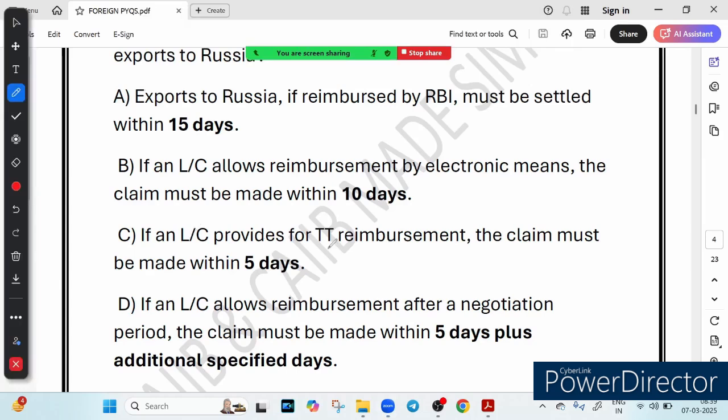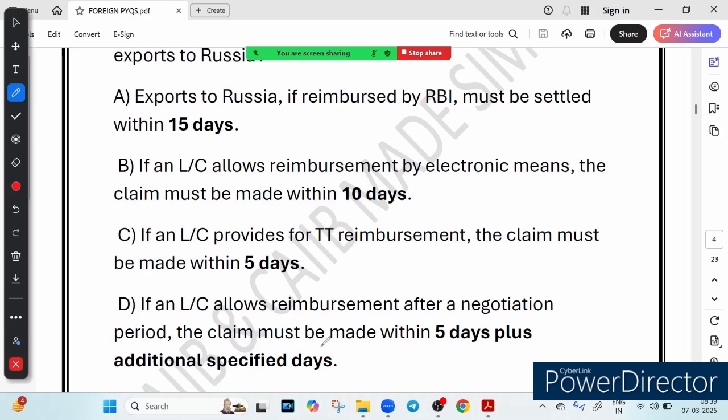Option C, if an LC provides TT reimbursement, the claim must be made within 5 days. Option D, if an LC allows reimbursement after a negotiation period, the claim must be made within 5 days plus additional specified days. Take a moment to think about it. Which option is correct has been asked. Great, I hope you got your answer.